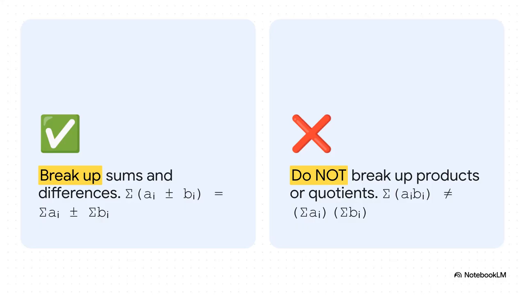Now, a super important warning here. This is the number 1 mistake people make. You can totally break up sums and differences, but you absolutely cannot do the same thing for multiplication or division. The sum of a product is not the product of the sums. Please, please burn this into your brain.